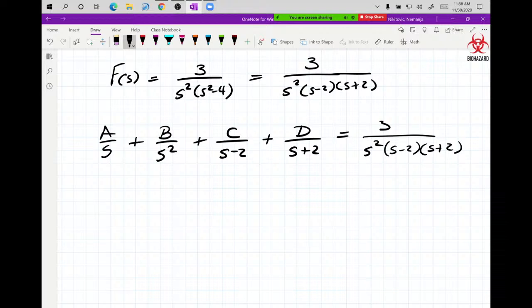All right, now is the time to multiply again what's missing into each one of these. So in the first case, it's s cubed minus 4s.